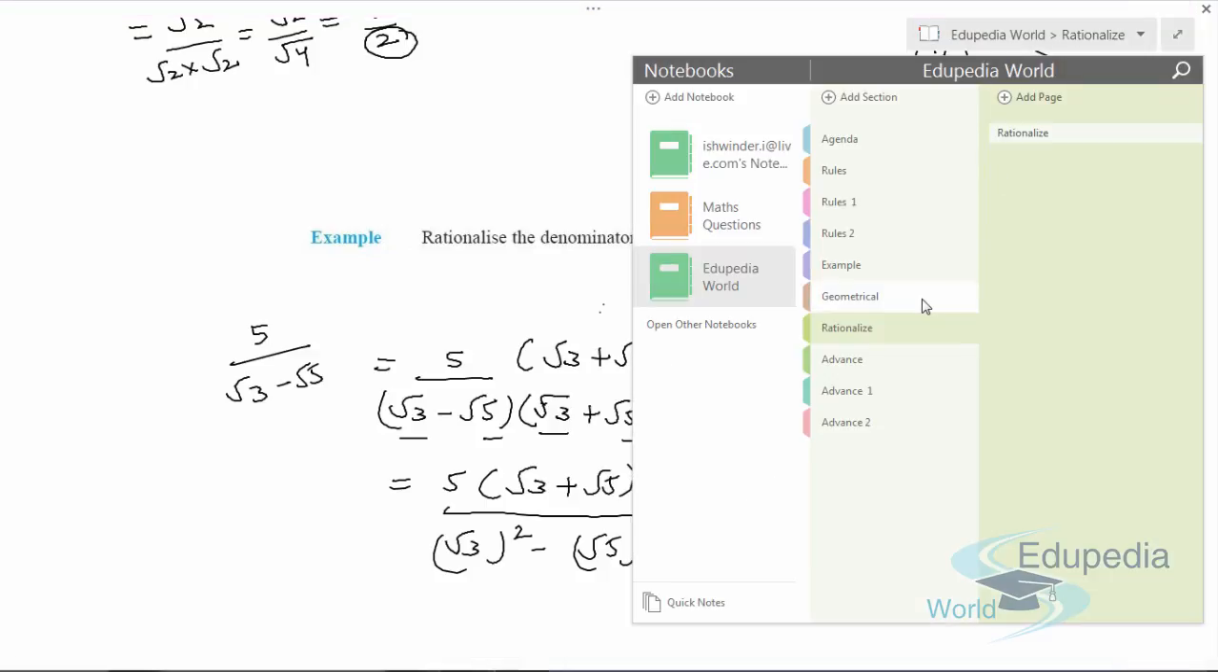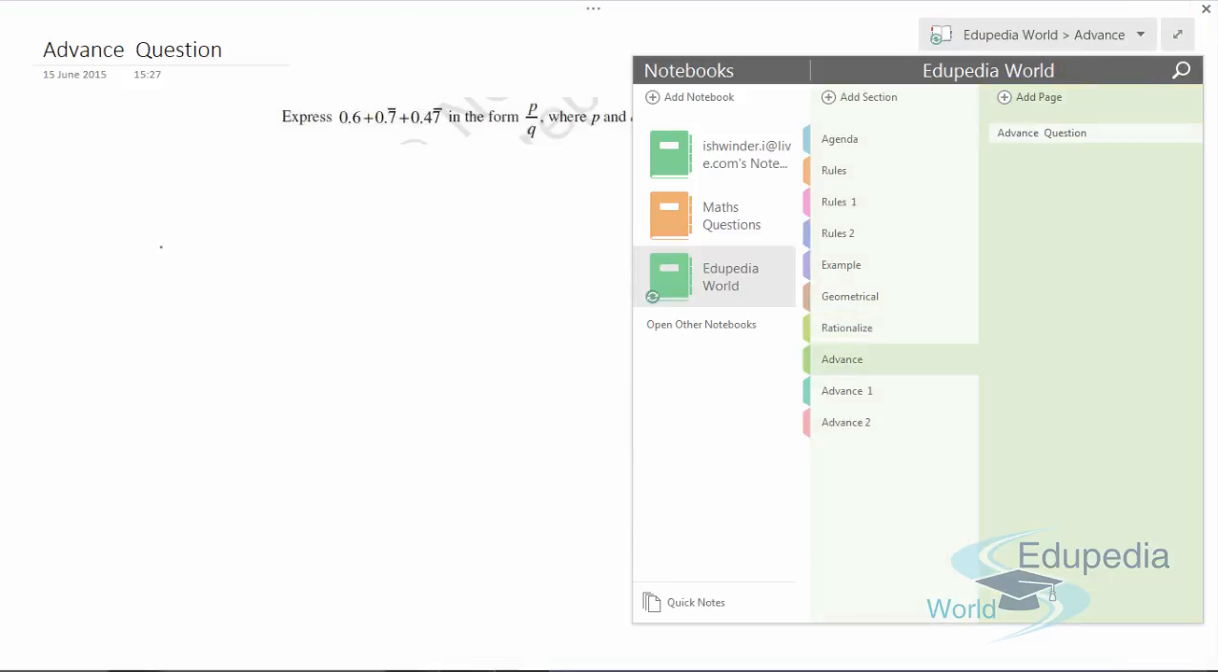So let's discuss some advanced questions on rationalization and the number system. The first question is, we have to express 0.6 plus 0.7 bar plus 0.47 bar in the form of p by q. Watch this question very carefully because it's a very interesting question. So we have 0.6 plus 0.7 bar plus 0.47 bar. Now what we have to do in this question is add them.